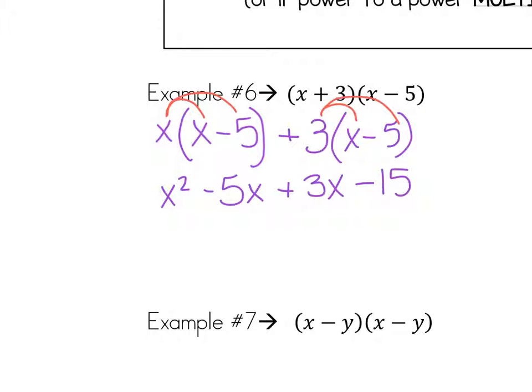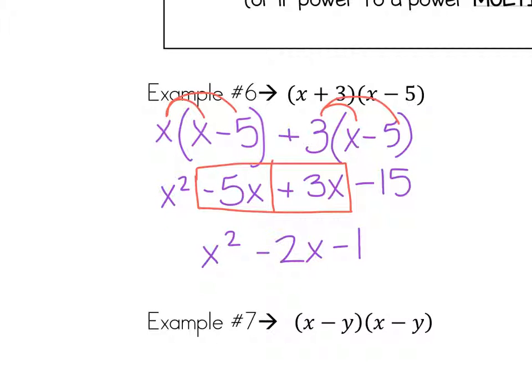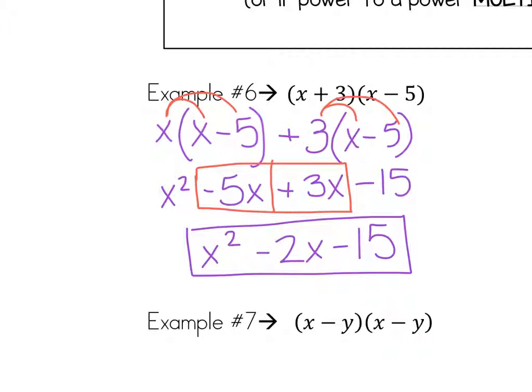Be very careful of your signs. Now, most of the time we are finished, but I see some like terms, so I need to combine those together. I have a negative 5x and a positive 3x, like terms. So this becomes x squared minus 2x minus 15. This is my final answer.